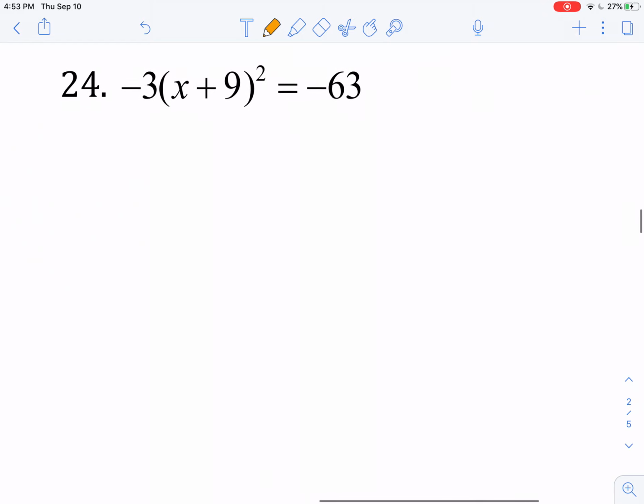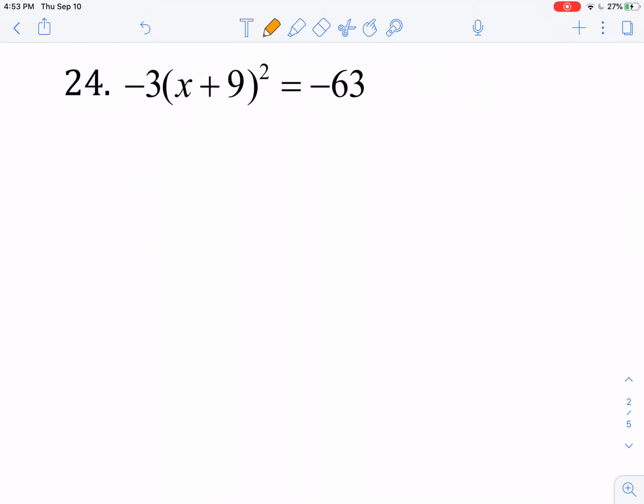Now moving on to number 24. Notice 24 has a parentheses squared. There's only one x. It's inside of the parentheses. It's being squared. So the best method for this one is to use the square root method. So if I use the square root method, remember our beginning goal is to get what's being squared by itself. So I want to get x plus 9 squared by itself.